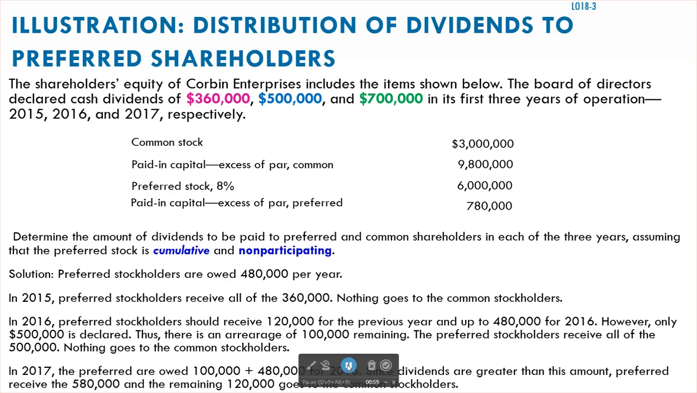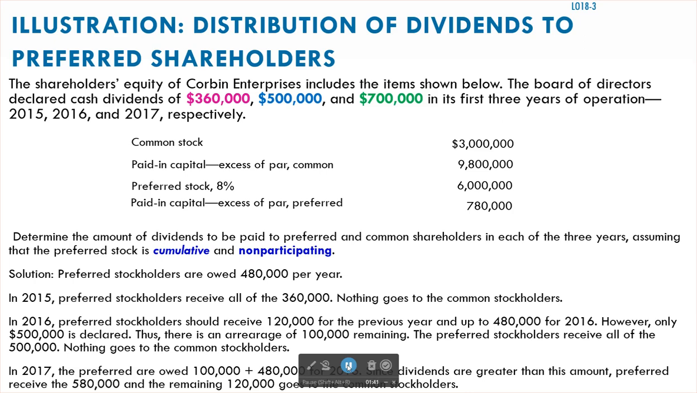They have cash dividends which are declared. And when it says 360, 500, 700, the first 3 years of operation, you have to be careful about the dates. They mean 360 is in 2015 and 500 in 2016, etc. So be careful with that. Determine the amount of dividends to be paid to preferred and common shareholders in each of the 3 years, assuming that the preferred stock is cumulative and non-participating. What they mean by this non-participating is that they are not going to get any more than their percentage.